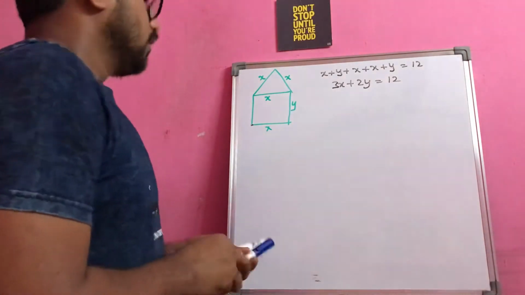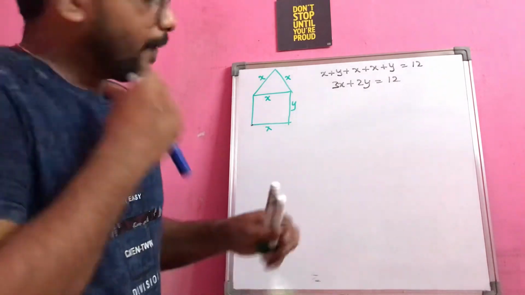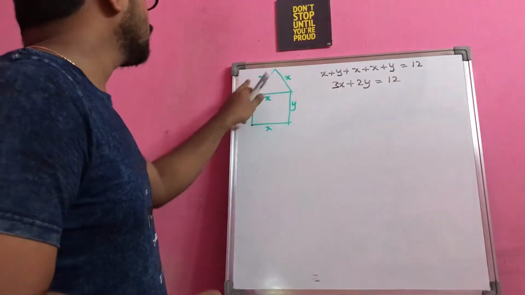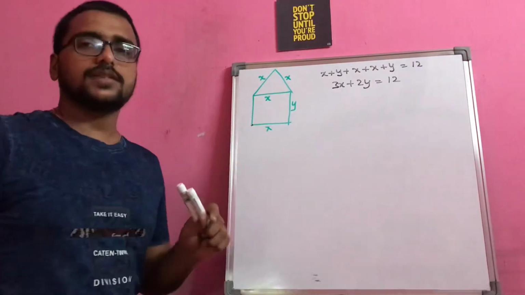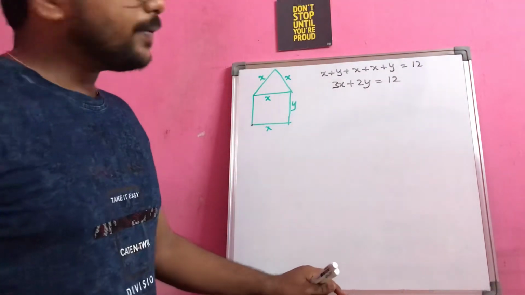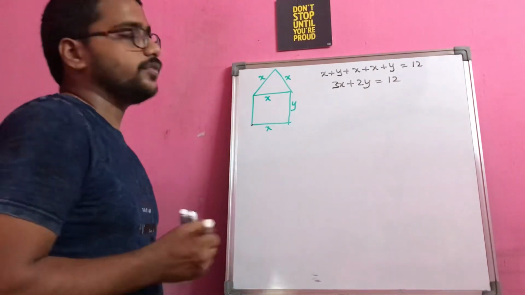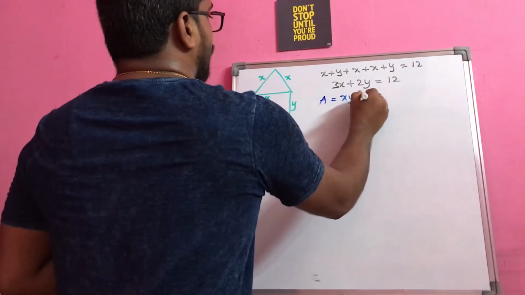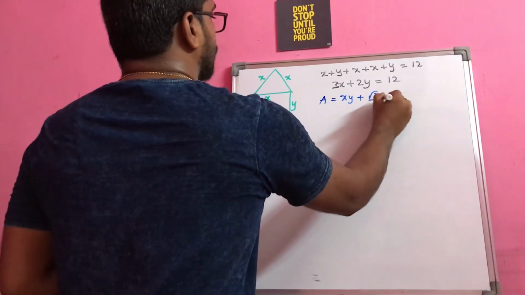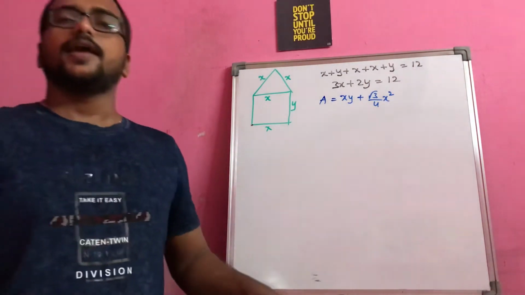Okay. So x plus y plus x plus x plus, and then this is y. So this is how I am moving along the circumference, and the perimeter they had given as 12. Again they are asking for the maximum light through the window. So area is my function again, xy plus root 3 by 4 x square, because the area of an equilateral triangle is root 3 by 4 a square.